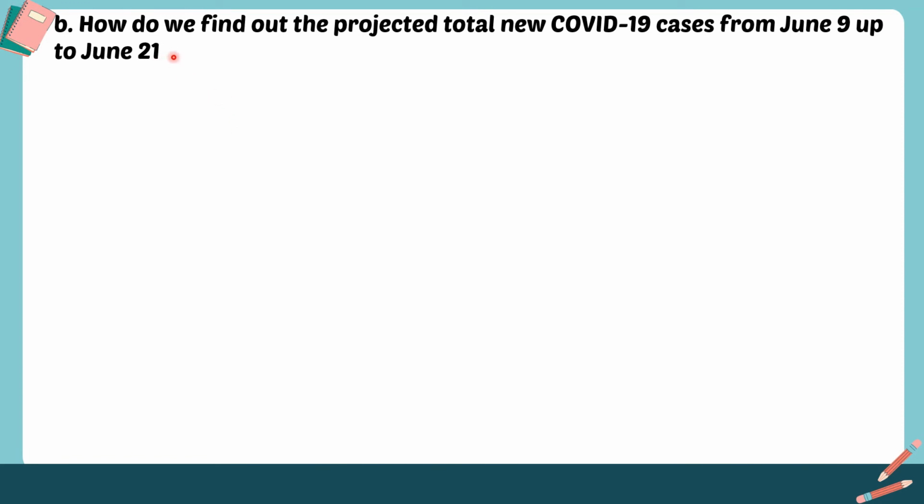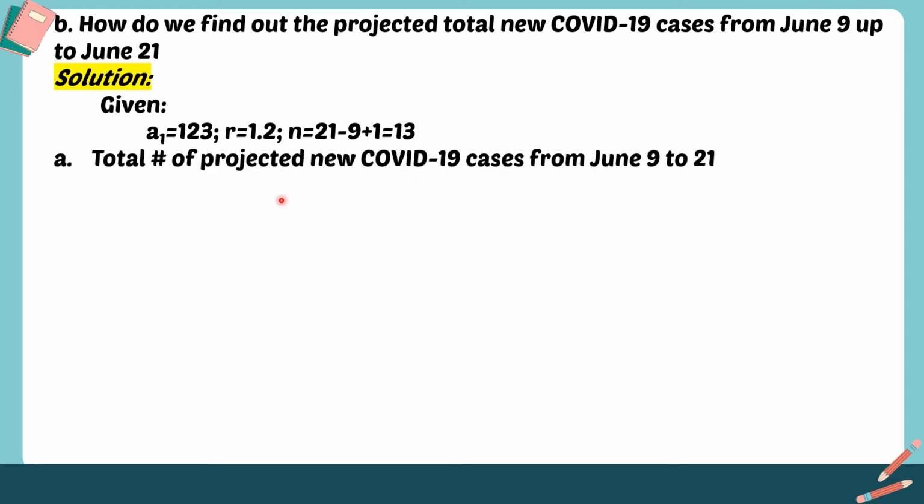Then, letter B problem, how do we find out the projected total new COVID-19 cases from June 9 up to June 21? So, yung solution natin, first is yung given again is 123. Ang rate of transmission ay 1.2. And then, ang n natin ay 13. So, kailangan natin malaman yung total number of projected cases. So, we need to use the S sub n ng ating finite geometric series, S sub n equals a sub 1 times 1 minus r raised to n all over 1 minus r.